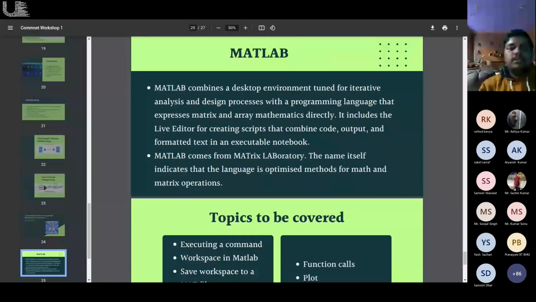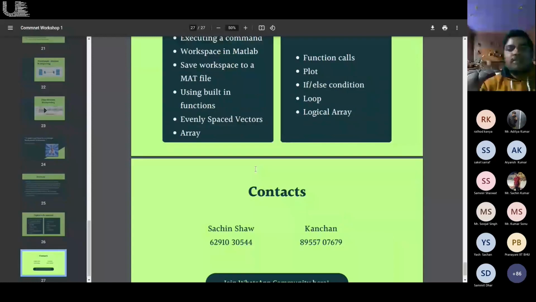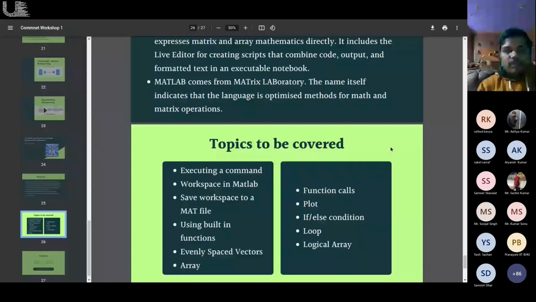Till then I will be giving some resources; you can read those resources. Whatever I will discuss now in the MATLAB is very basic, okay? So let's start with MATLAB, okay? So I'm stopping this sharing, I will be sharing the MATLAB window next.